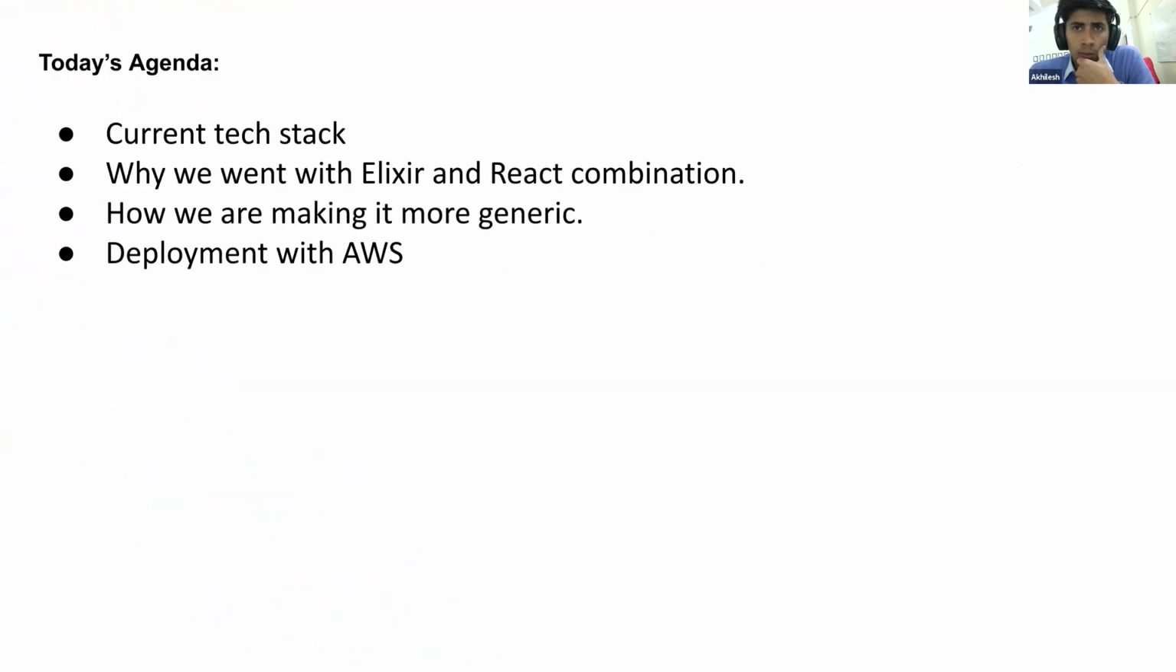Let's start with the current tech stack. Glyphic has two main components, and apart from that, there are different components in the periphery. The two main components: one is the backend, which is in Elixir and Phoenix, and the front end is in React. Both are pretty new technologies, and both have their own benefits.